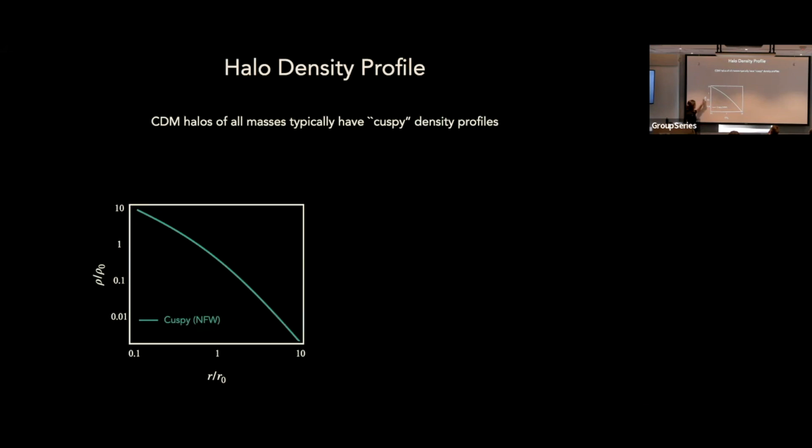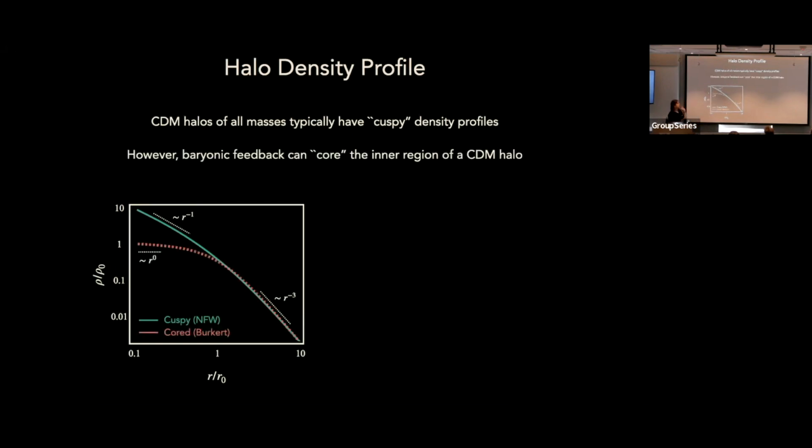And by cuspy, what I mean is if you plot the density of any one of these halos as a function of radius, the profile goes up and it's very sharply peaked near the center. For most of the halos, like this NFW type model, that means it goes up as about 1 over R. Now, the story changes when you add baryons to your theory.